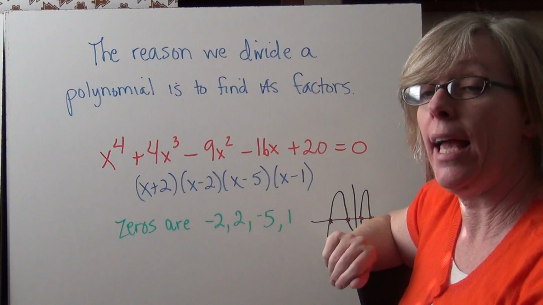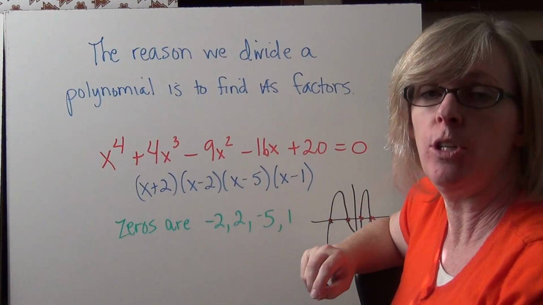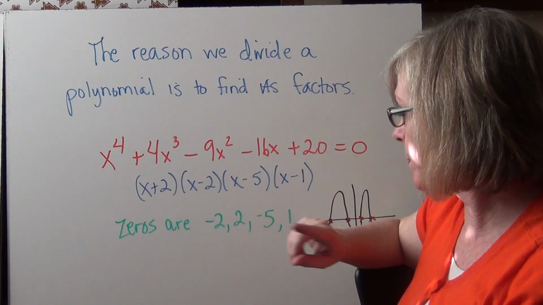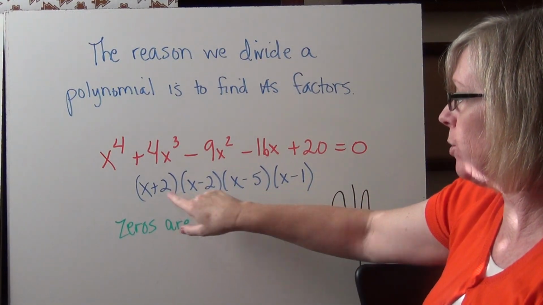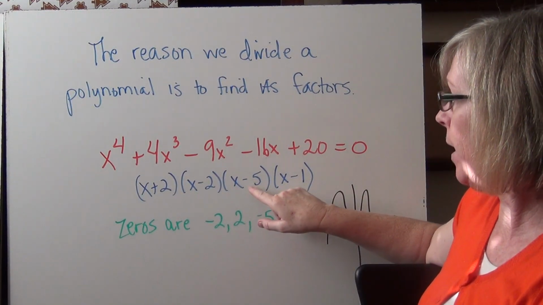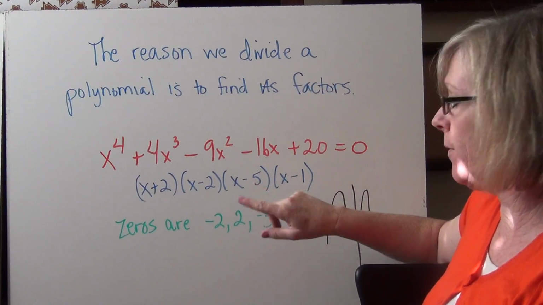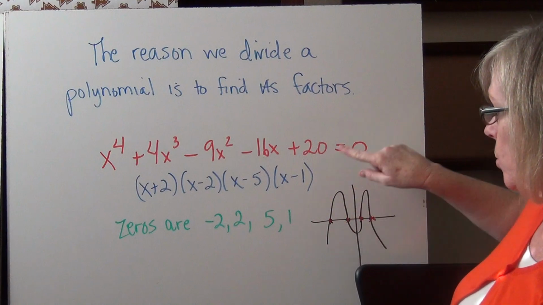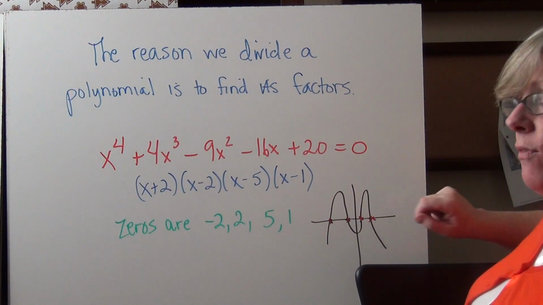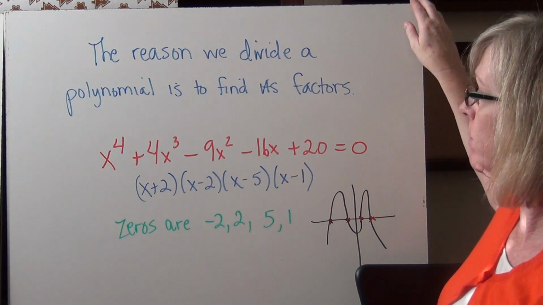Not because I can look at it, even as a teacher, and glance at it and know exactly what it is. Because this is its factored form, I know the zeros are -2, +2, +5, don't know why I put a -5 in there, we'll worry about that in a minute, and +1. So it would be 1, 2, 3, 4 zeros shown on that graph.